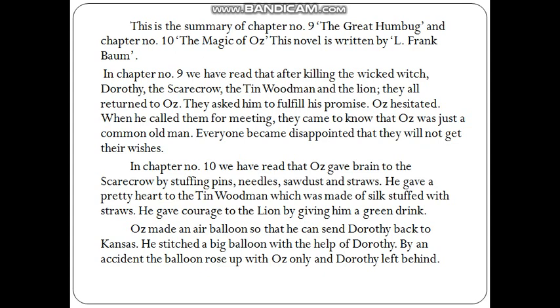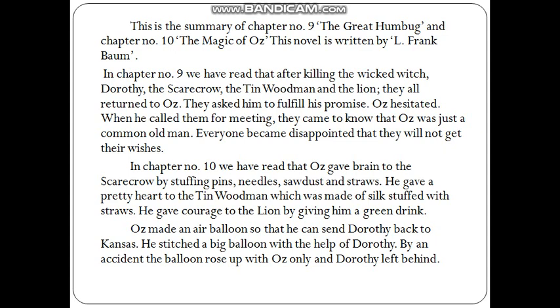As I told you, the first step after reading is introduction writing. This is the summary of chapter number 9, The Great Humbug, and chapter number 10, The Magic of Oz. And this novel is written by L. Frank Baum. This was the introduction of summary. As we are writing summary of 2 chapters, you can write one paragraph from one chapter and the other paragraph from the next one.